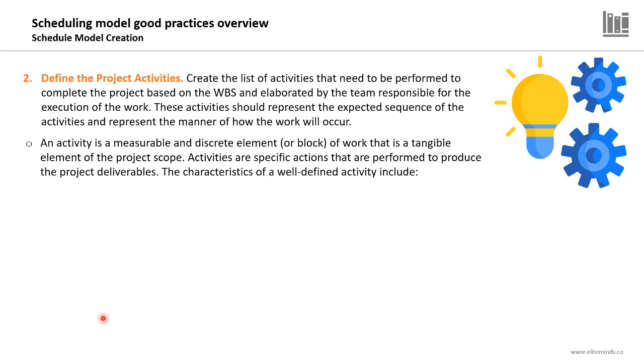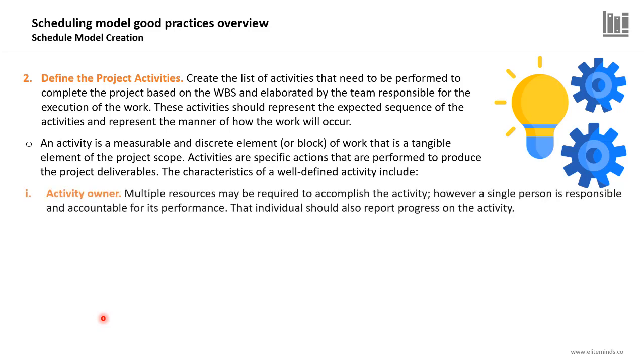So each activity should produce something that is part of the project scope. It might be a deliverable itself or part of the deliverable. Activities are specific actions that are performed to produce the project deliverables. The characteristics of a well-defined activity include: we need to have the activity owner.